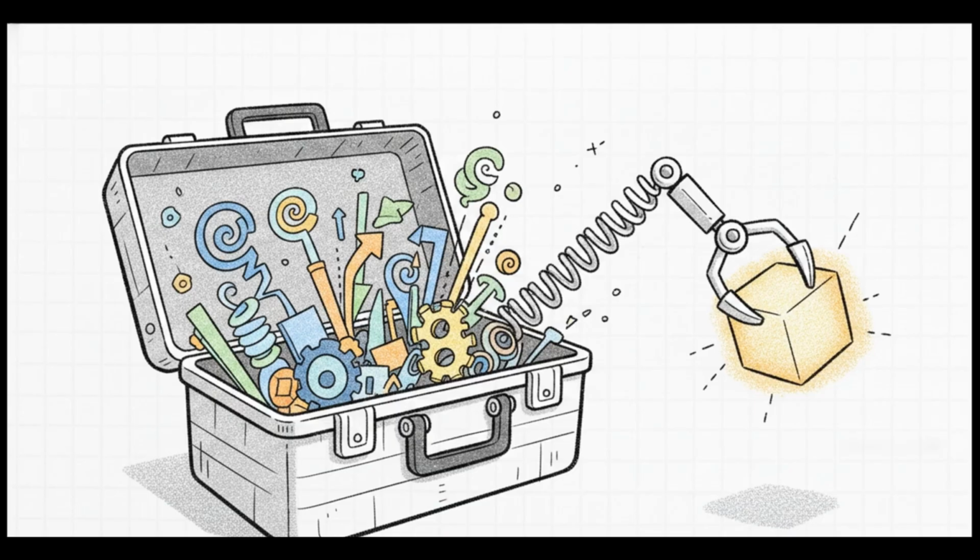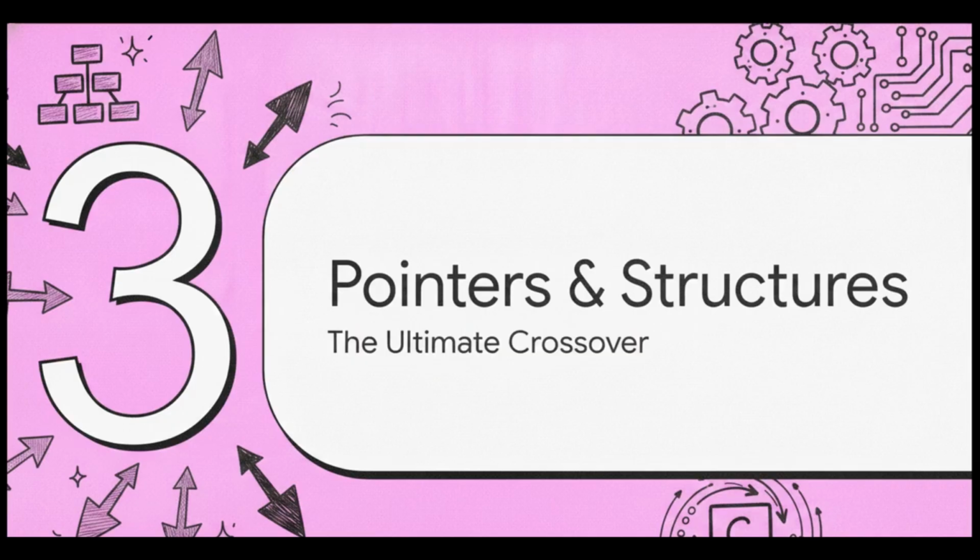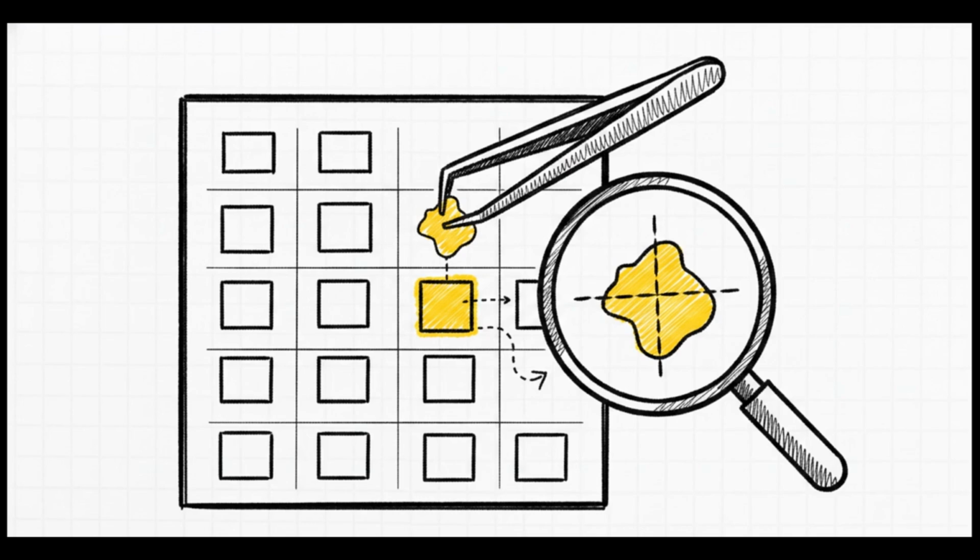It is unbelievably powerful. All right, Section 3, Pointers Meeting Structures, the ultimate crossover. So what happens when we smash these two concepts together? This brings us straight into Task 11 of our syllabus, which challenges you to use pointers to directly access and modify structure members of a student record. This dynamic synergy right here, this is where you level up from a beginner to an advanced programmer. You aren't just holding data anymore, you are surgically interacting with it.